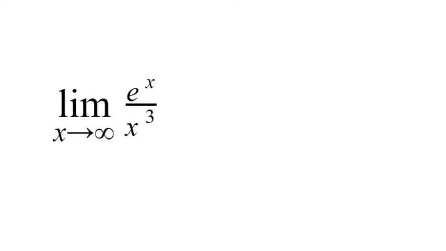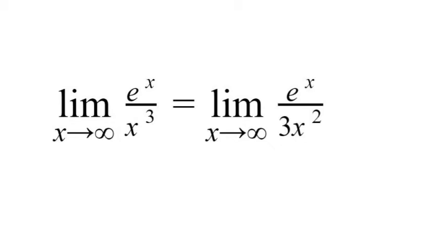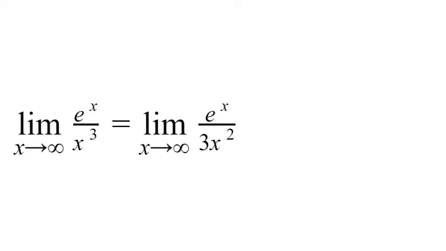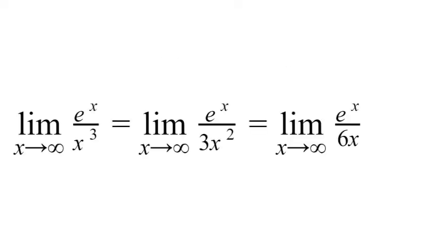And now let's look at the other example, which was the limit as x approaches infinity of e to the x over x cubed. You take the derivative of those, and you get e to the x over 3x squared. Still getting indeterminate? L'Hopital's again. You take the derivative of that, and you get e to the x over 6x.